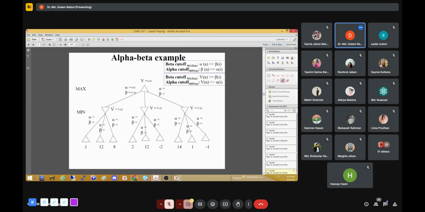So we can see here, this is the max node. We have introduced a variable, the value v, and in the min node we have also introduced the value v. And for each and every branch, we have the alpha and beta. Now we have to initialize the v of the max node with negative infinity. So v is negative infinity for the max node.